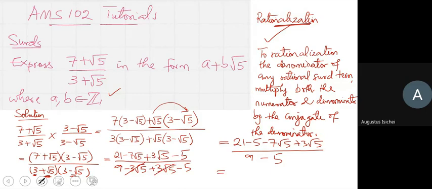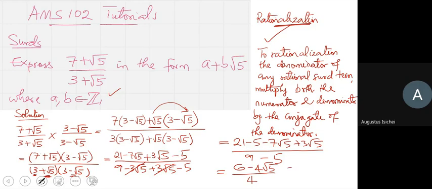Okay, we can now add the numerator. 21 minus 5 is what? 6. Minus 7 root 5 plus 3 root 5 is what? Minus 4 root 5. That's correct. I hope you understand how we got minus 4 root 5. Minus 7 plus 3 is minus 4, then the root 5, just pick one. Exactly. Good. So 9 minus 5 is 4.